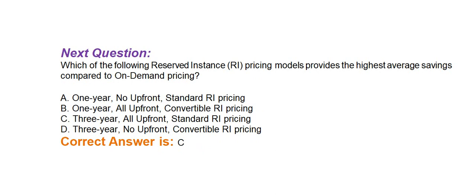Which of the following reserved instance RI pricing models provides the highest average savings compared to on-demand pricing? Option A. 1 year no upfront standard RI pricing. Option B. 1 year all upfront convertible RI pricing. Option C. 3 year all upfront standard RI pricing. Option D. 3 year no upfront convertible RI pricing. Correct answer is option C.